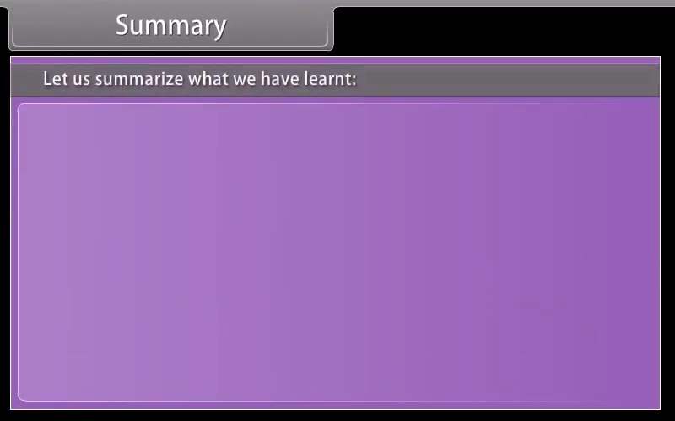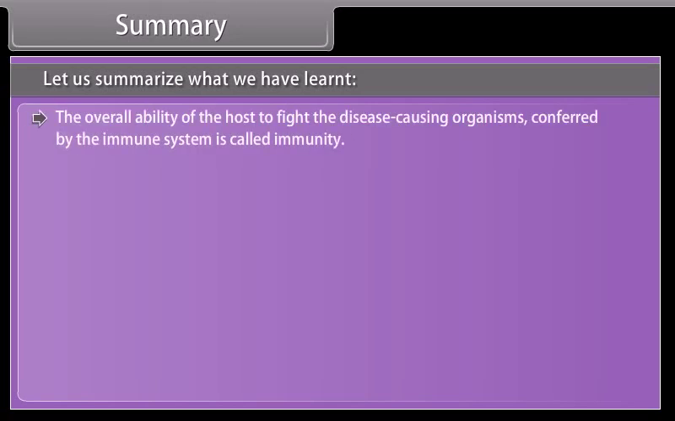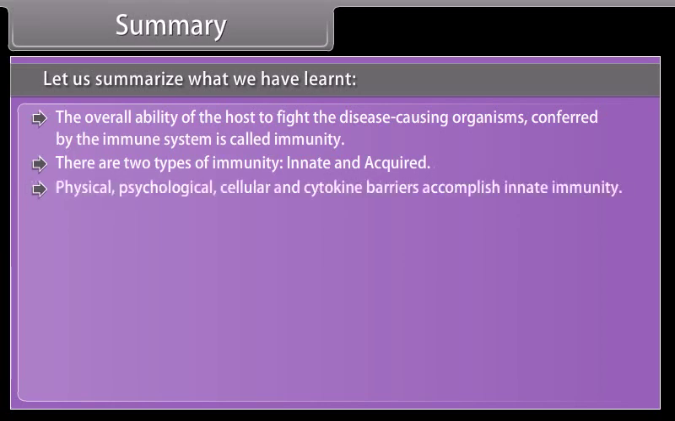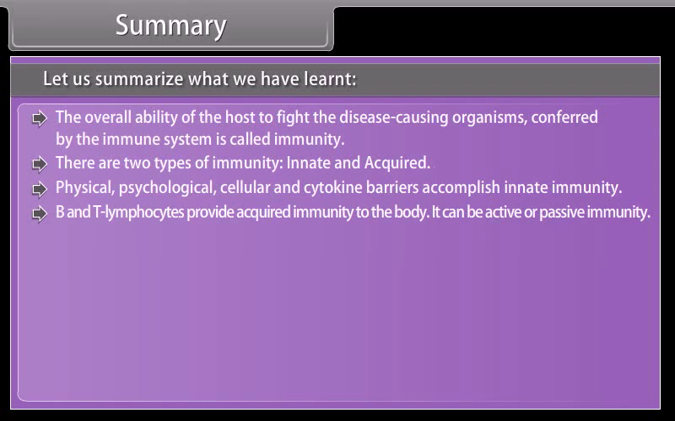Summary. Let us summarize what we have learned. The overall ability of the host to fight the disease-causing organisms conferred by the immune system is called immunity. There are two types of immunity, innate and acquired. Physical, physiological, cellular and cytokine barriers accomplish innate immunity. B and T lymphocytes provide acquired immunity to the body. It can be active or passive immunity.